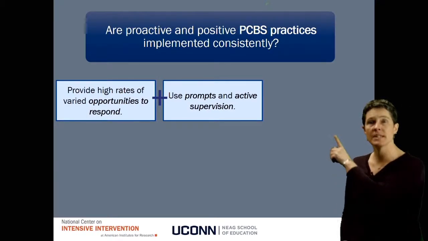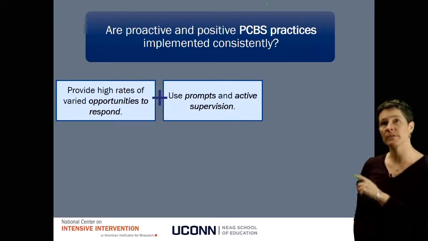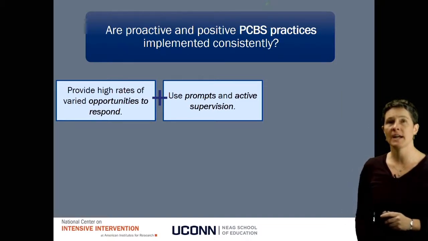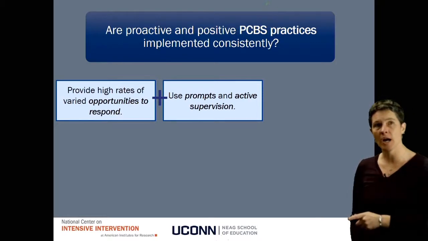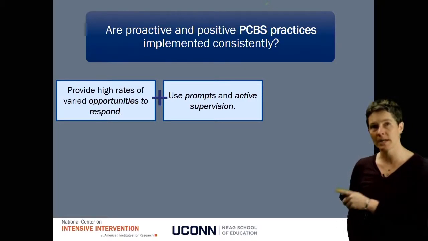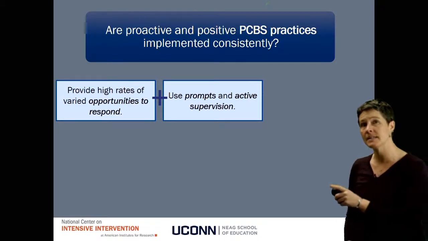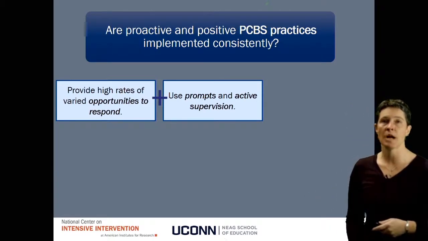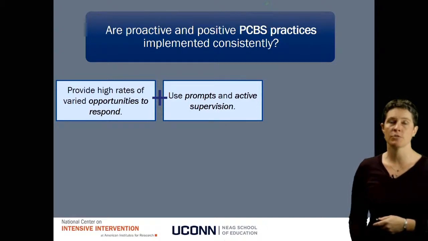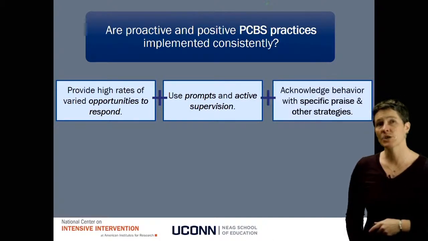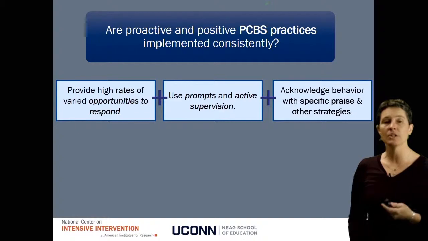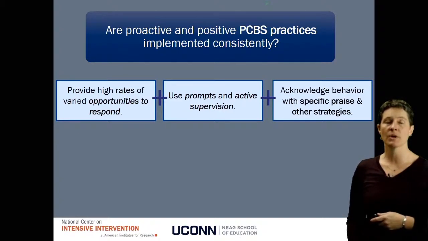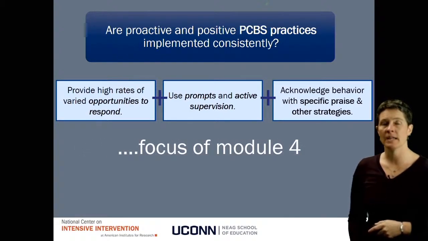All right, so in this module we've talked about providing high rates of opportunities to respond, and how to use prompts and active supervision to prevent problem behaviors in your classroom. If you think back to those first two modules, these are antecedent strategies that keep kids from engaging in problem behavior. They prevent problem behaviors from occurring. In the next module, we'll talk about how we acknowledge appropriate behavior. It's the last of our positive proactive practices that we're going to talk about. We're going to talk about that in Module 4.